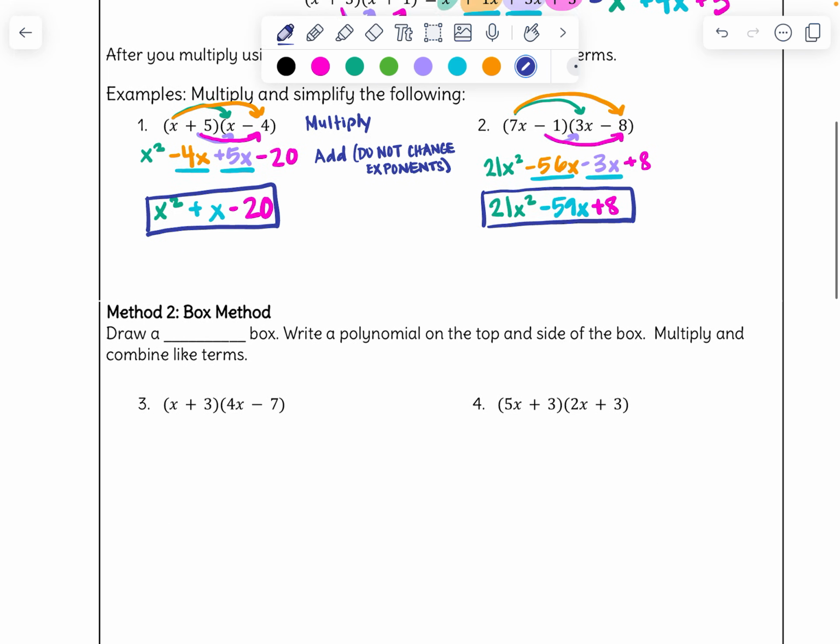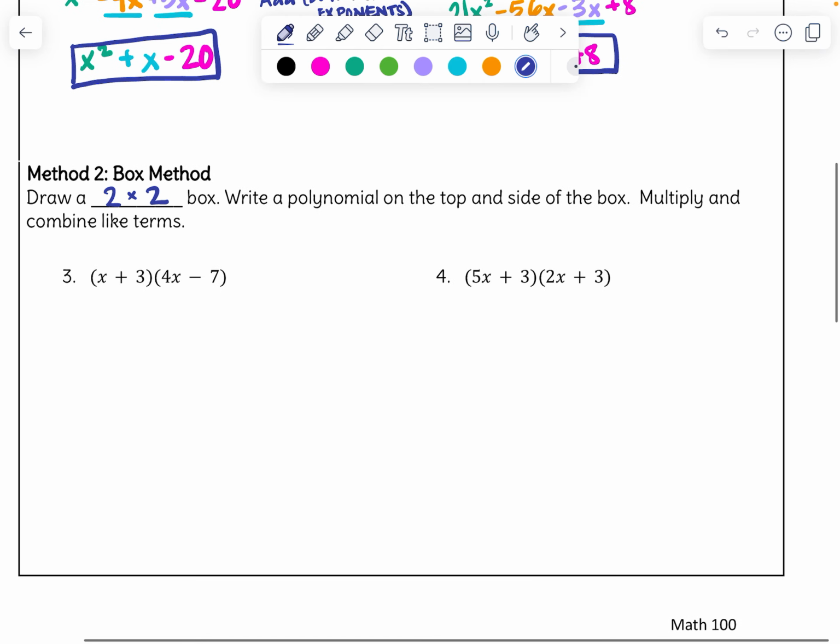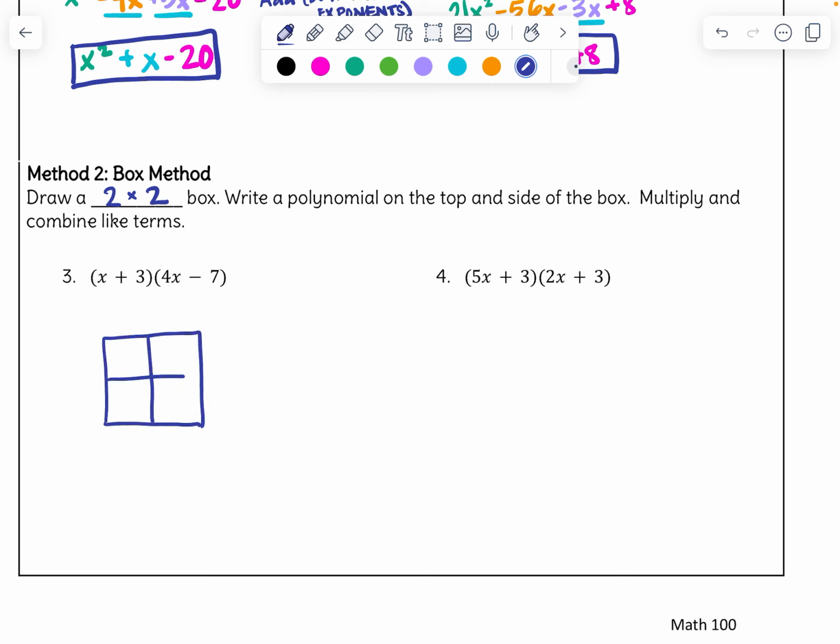Okay, that's method 1. Method 2 is the box method. So when we're multiplying a binomial by a binomial, you're going to draw a 2 by 2 box. You're going to write the polynomial on the top and side, and then multiply and combine like terms. So if you've done in science class a Punnett square, this will remind you of that. So I'm going to draw a 2 by 2 box. And I'll write my first one across the top, x plus 3, and the second one down the side. It doesn't matter which one goes on top and which one goes on the side.